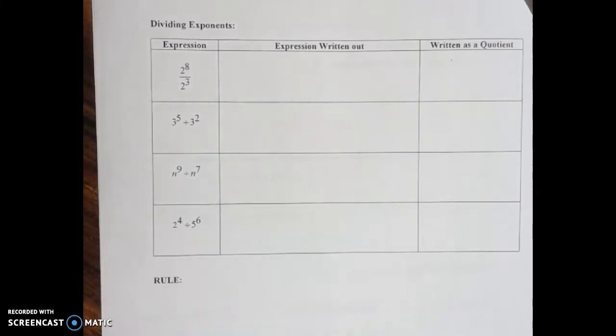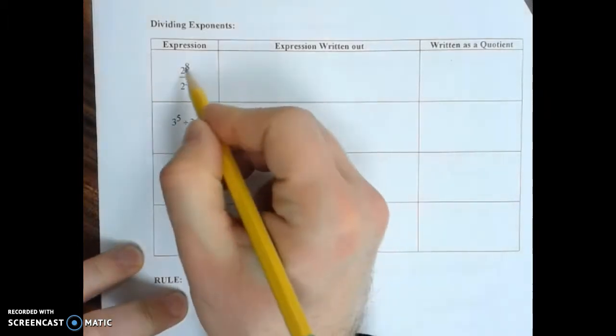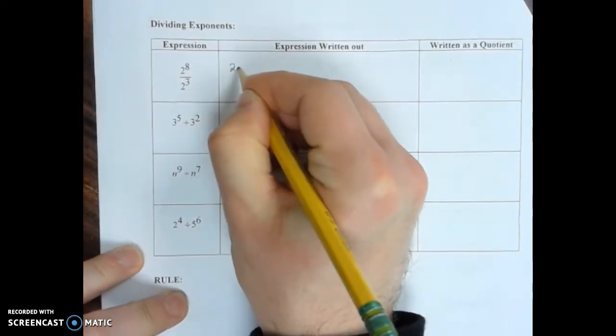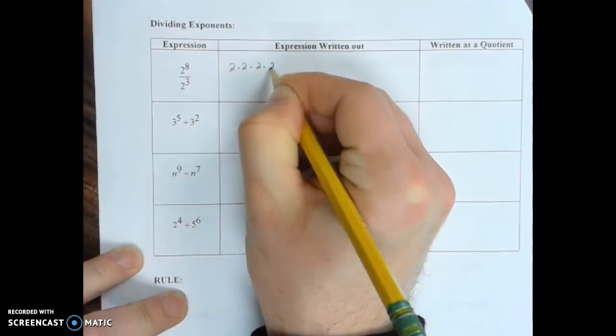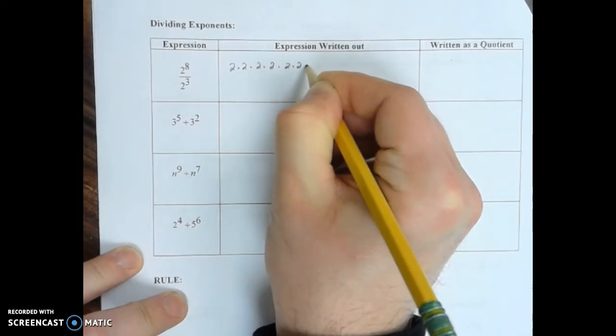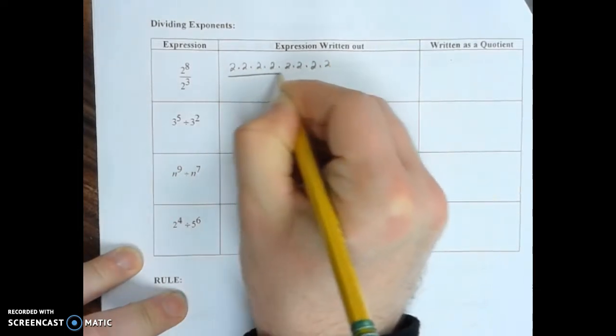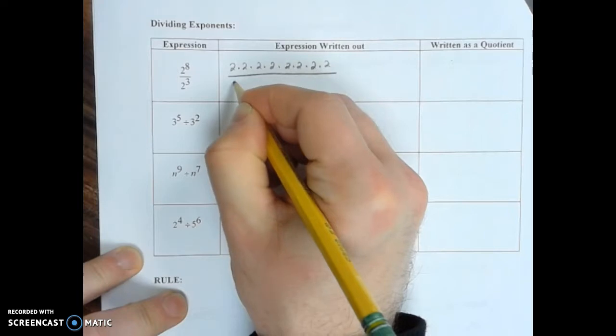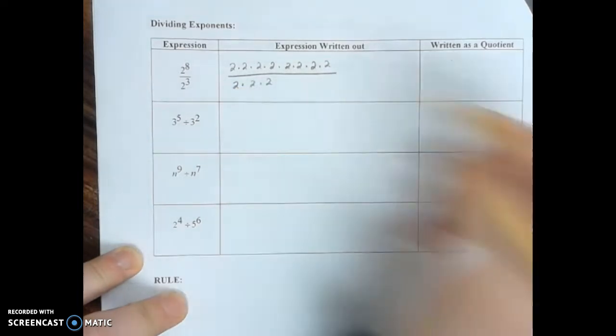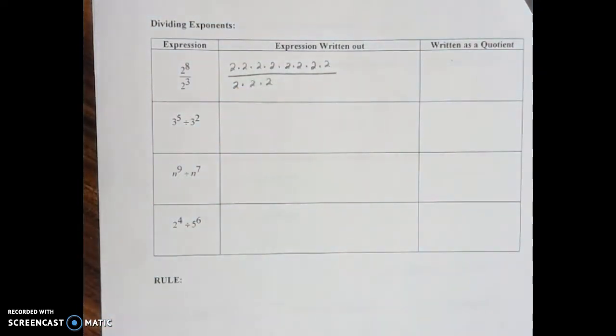If we're dividing with exponents, again, it's helpful to write out the expression in expanded form. So I first have 2 to the 8th power, so 2 times 2 times 2 times 2 times 2 times 2 times 2 times 2, all over 2 to the 3rd power, which is 2 times 2 times 2. This is especially helpful because I notice that in the numerator and the denominator, I have factors of 2 that I can simplify.